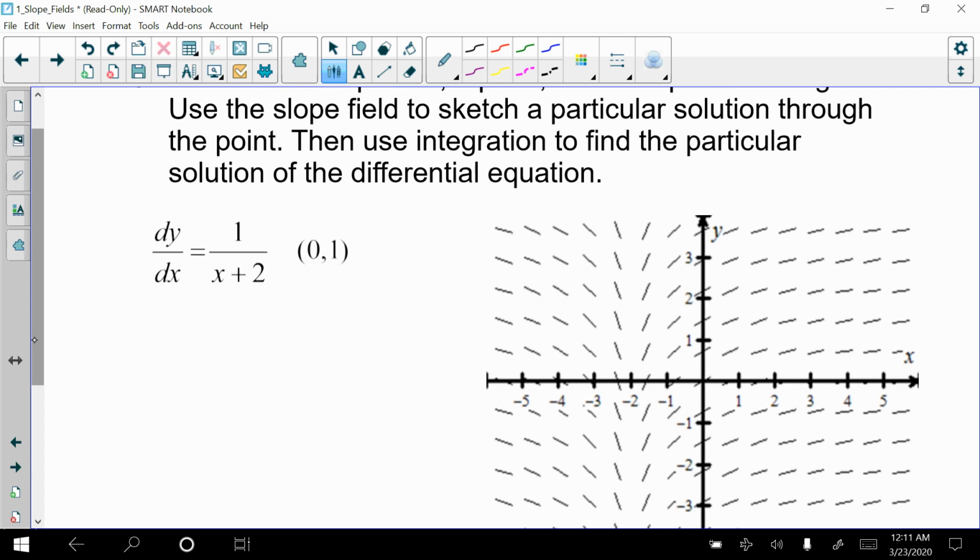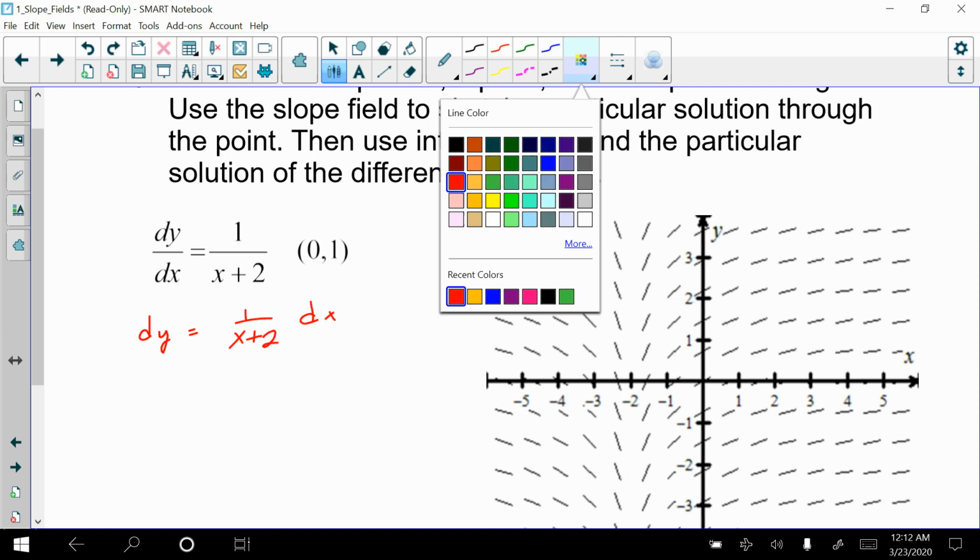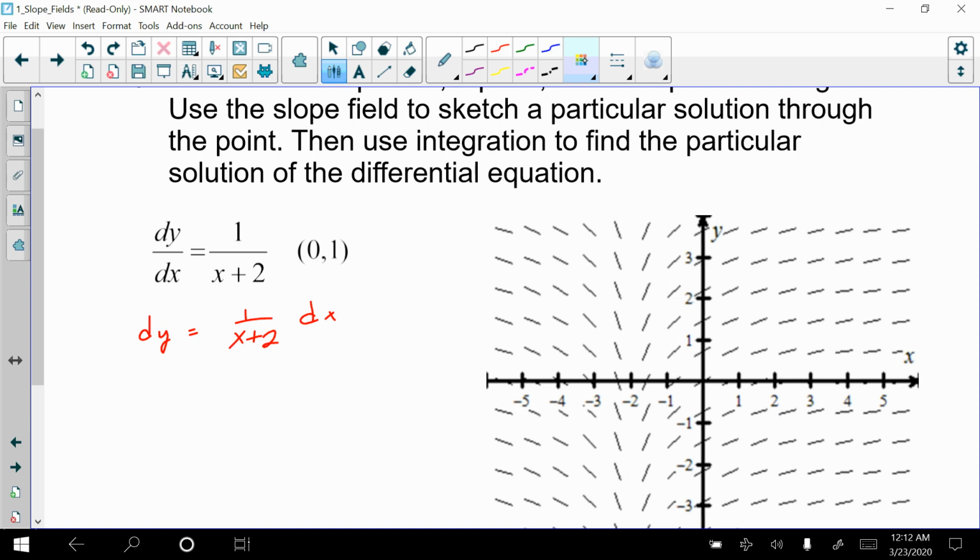So I've worked out a couple of these for you, but essentially, again, we want to separate the variables. I want to get the x's on one side and the y's on one side. And so I'm going to multiply both sides by dx, and that'll give me dy will be equal to 1 over x plus 2 times dx. So at this point that we've separated the variables, we are going to integrate both sides.